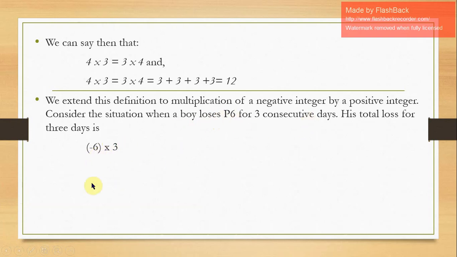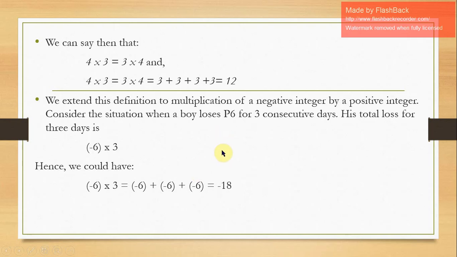So, negative 6 times 3, based on the previous slide, you need to add negative 6 how many times? 3 times. That is negative 6 plus negative 6 plus negative 6. So, how do we add integers with a common sign? Because these 3 have a common sign. Add their positive equivalents, then copy their common sign. 6 plus 6, 12, plus 6, 18. And what is the common sign? Negative. So, negative 6 times 3 is equal to negative 18. That is how to multiply positive and negative integers.